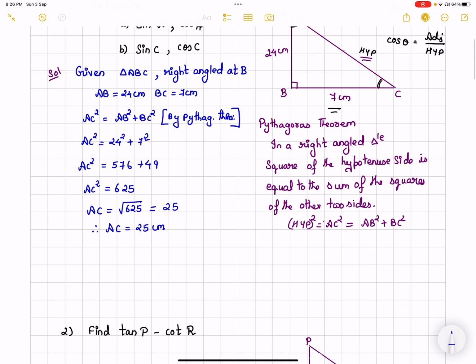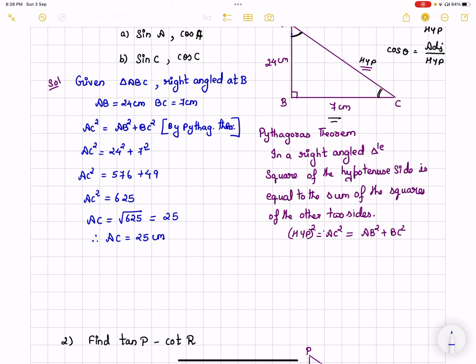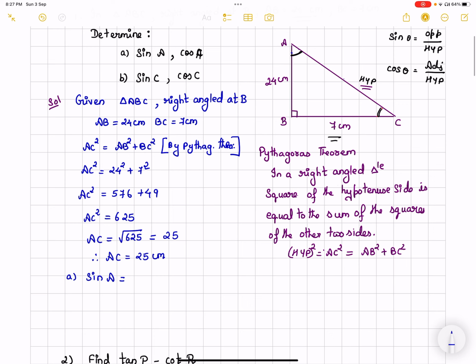Now, after this, let's go to the question. What they have asked for: I need to find out sine A. Sine A is opposite side, so opposite side is going to be BC divided by my hypotenuse AC. My BC is 7 divided by hypotenuse, which I found out just now, is 25. Write down even in your diagram. So it is going to be 7 divided by 25. That's it for sine A.